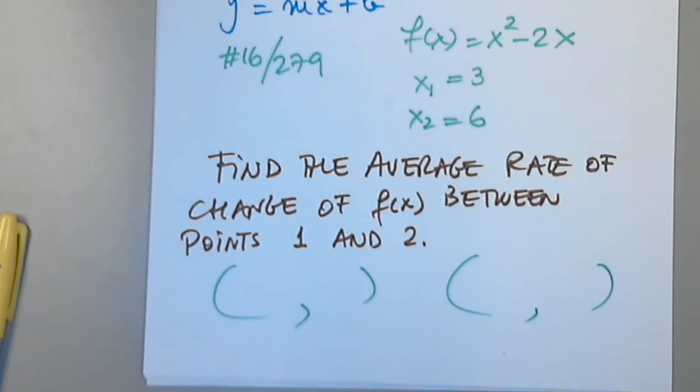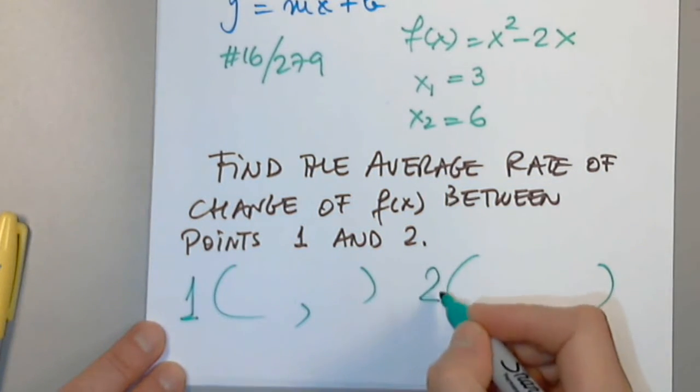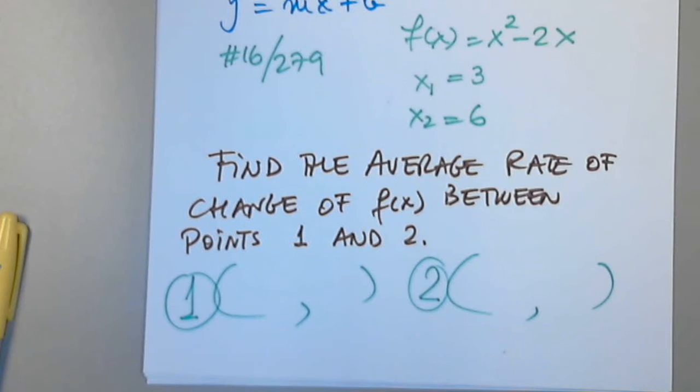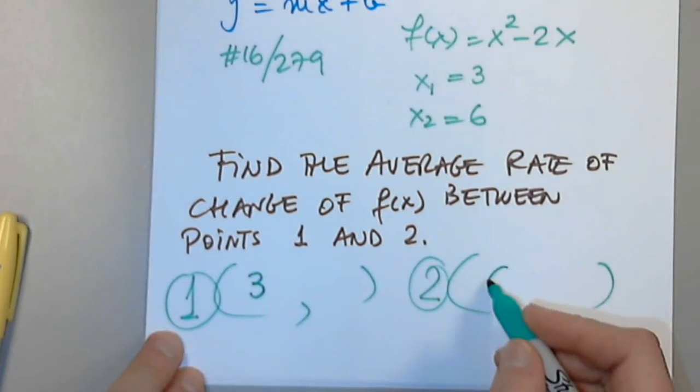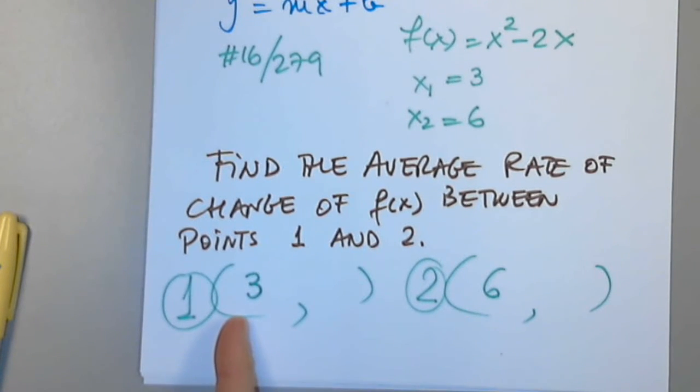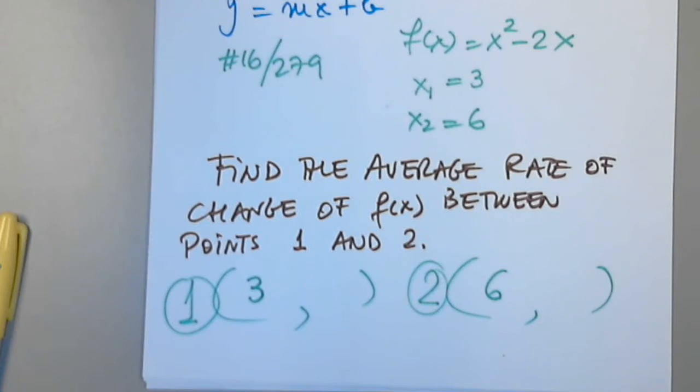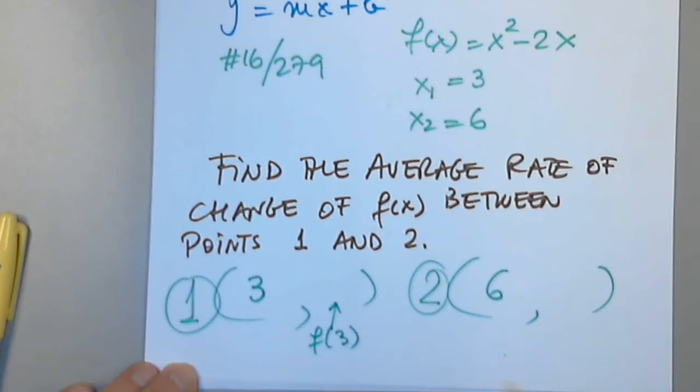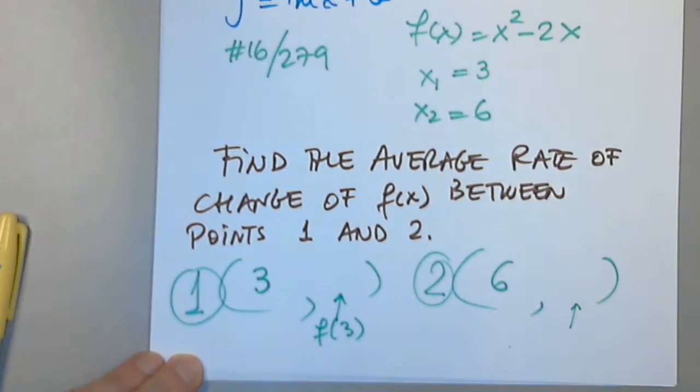As well as the equation. So what do we have? I'm going to call this point 1 and this point 2. What do we know about point 1? X. What do we know about point 2? X. Now I'm given a function and x, and I want to find y. How do I find y corresponding to x equals 3? Plug in x. So this is nothing else but f of 3, and obviously this must be f of 6.